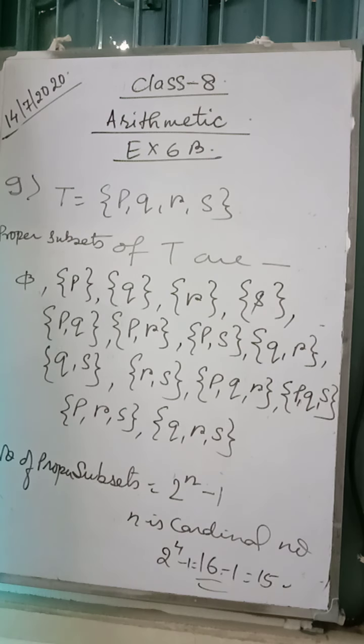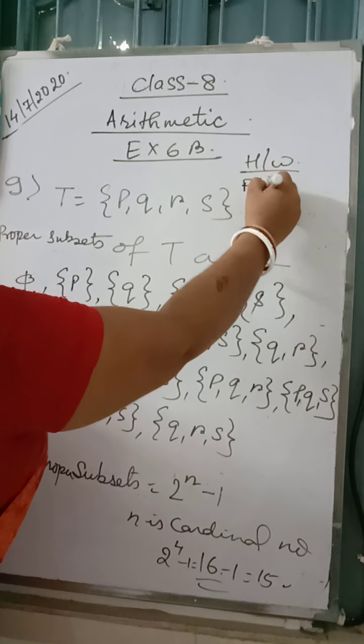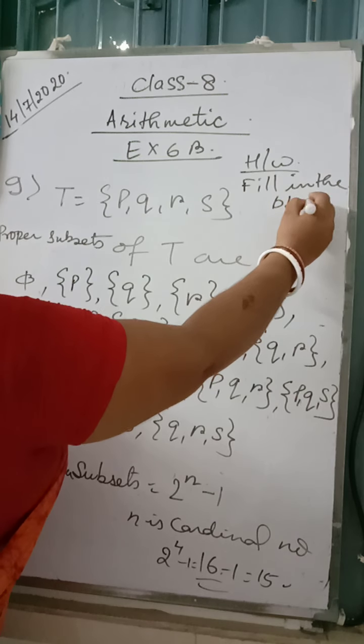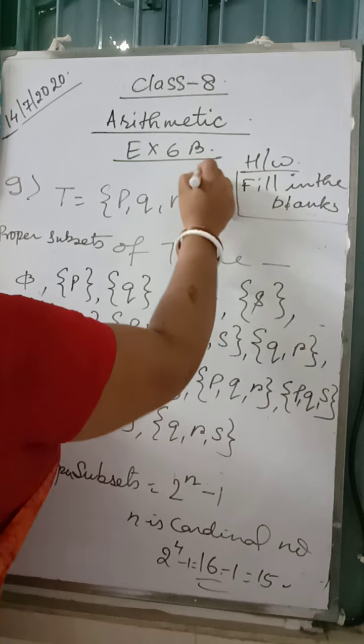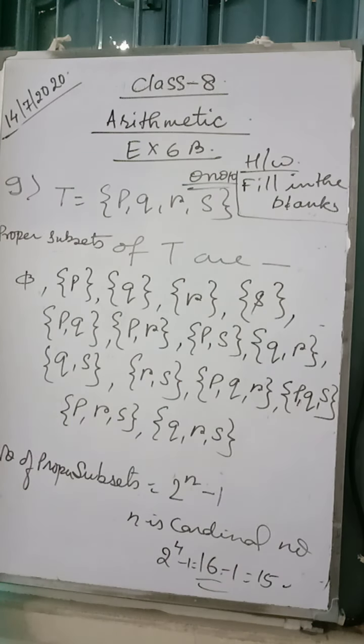Now fill in the blanks is a homework. This fill in the blanks, question number 10. You write in the book, copy. Fill in the blanks. Question number 10 is a homework. Next day we will be learning exercise 6C.